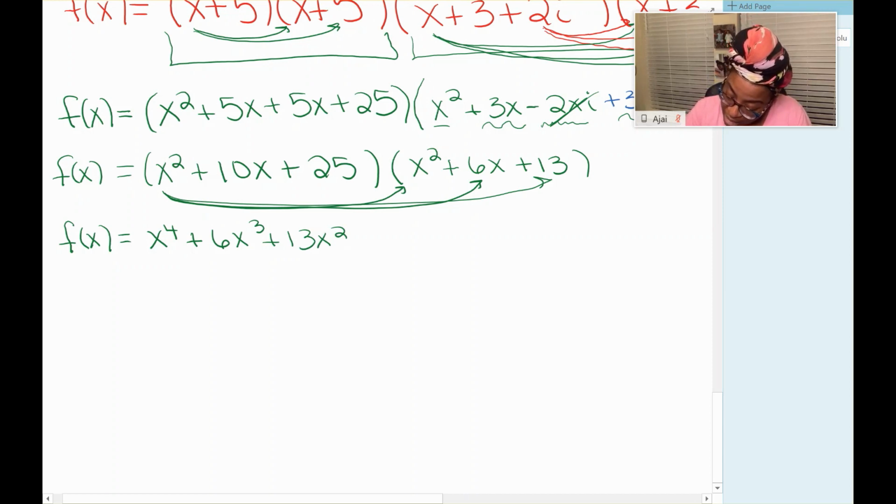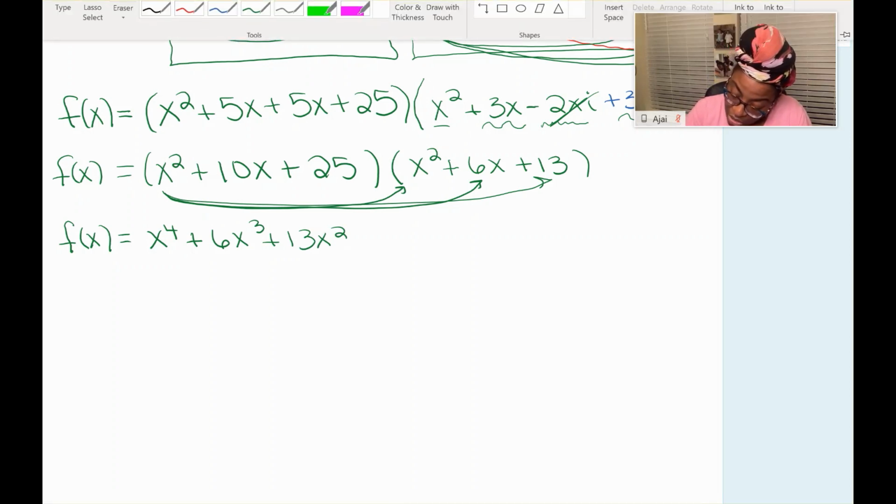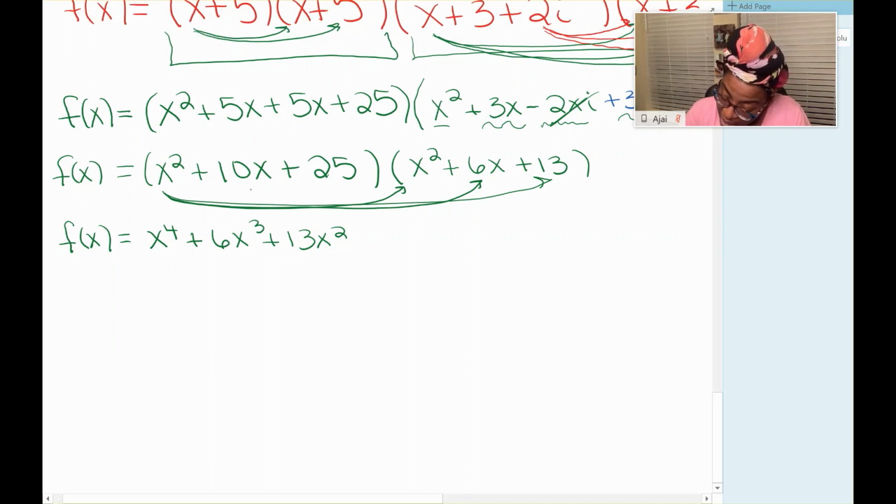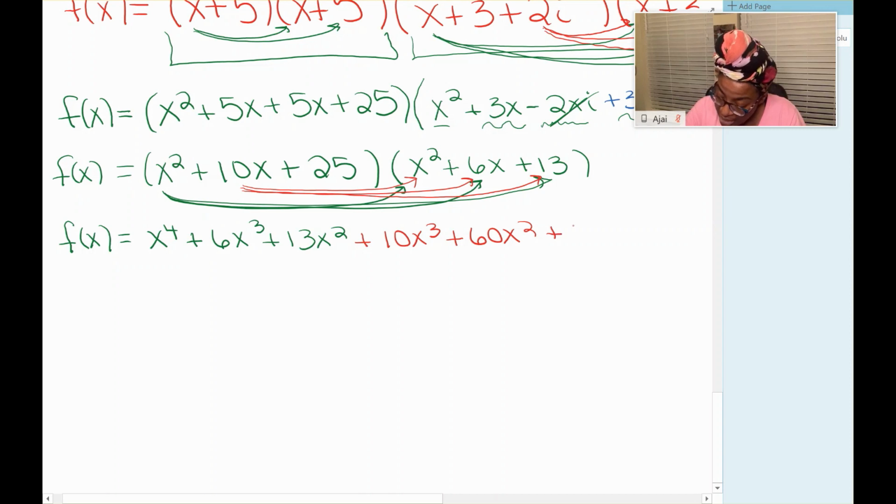And then I have, let me change colors so you can see how I'm doing this. I have 10x times x squared. So that's 10x to the 3rd. 10x times 6x, that's going to be 60x squared. Okay. I have 10x times 13. That is 130x.